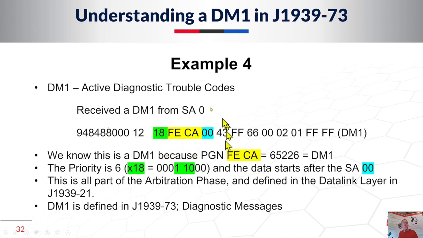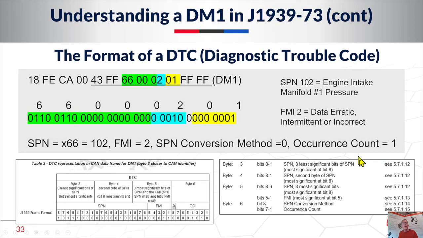This shows the identifier phase and how it breaks down into the PGN, which identifies DM1, the source address, that kind of thing. Source address in this case is the engine ECU 00. We're going to look at the data. Let's look at the data here.